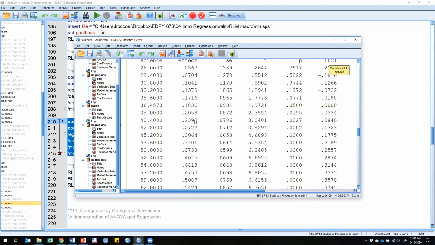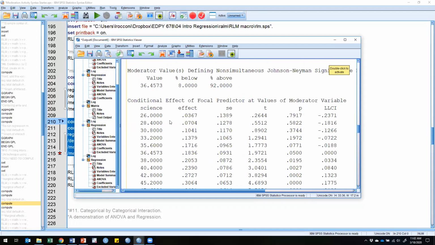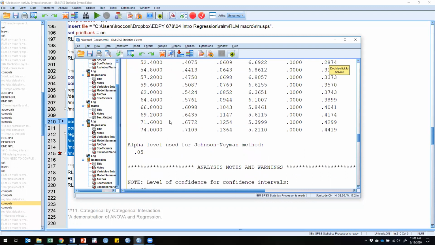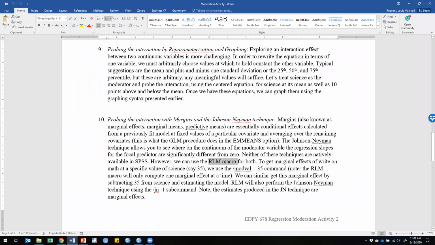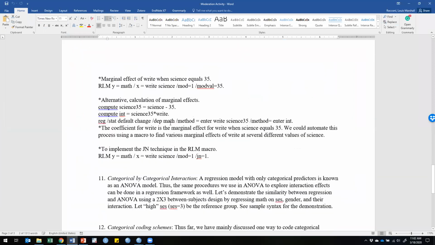So that's really what's going on with the Johnson-Neyman technique: we're trying to find out at which values of our moderator variable the conditional effect of the focal predictor is statistically significant. You can work through some of these. I think working through it and practicing interpreting the regression coefficients will help you understand what is going on.